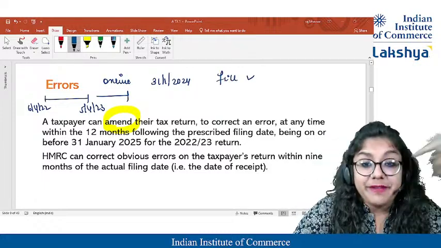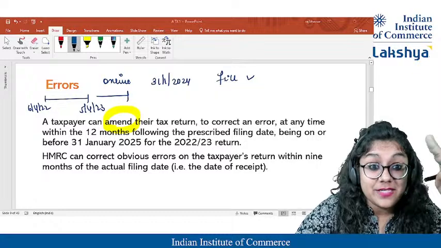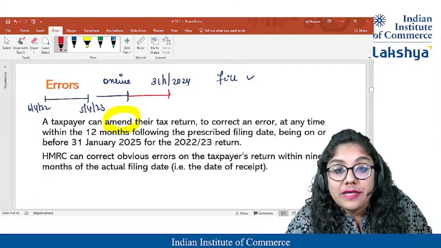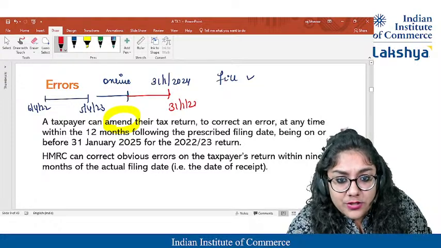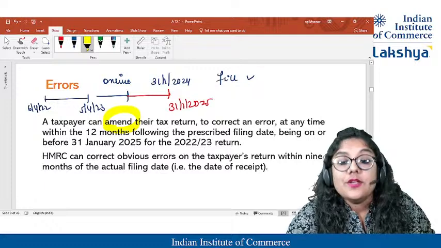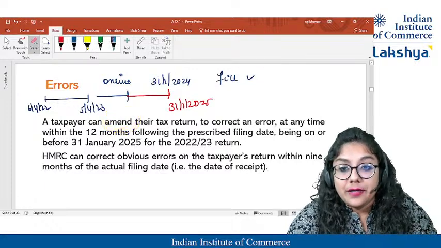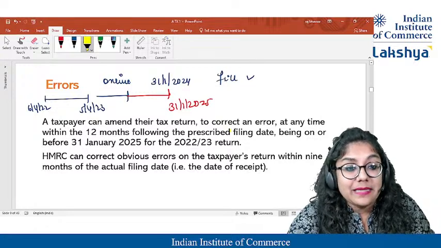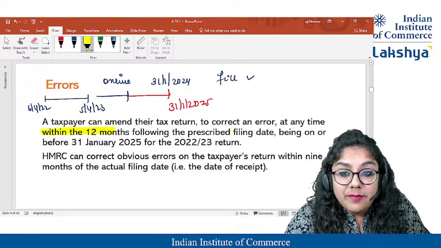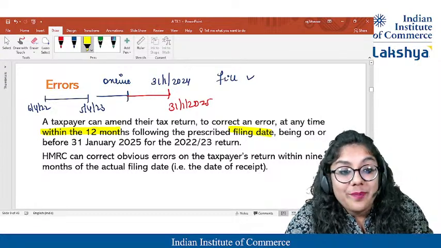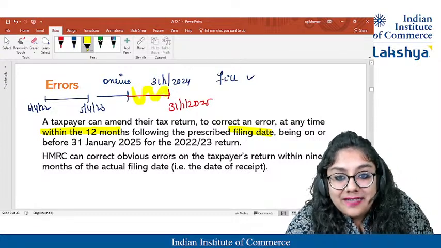So if I normally file my returns, and still there is a change, there is some error, you get an extended period of 1 year. So till 31st Jan 2025 you are supposed to file. So they have written that a taxpayer can amend the income tax returns to correct the errors at any time within 12 months following the prescribed filing date, that is on or before this date.